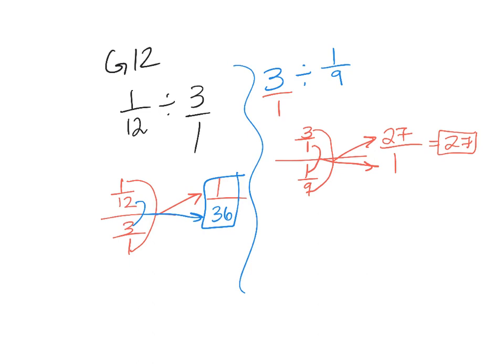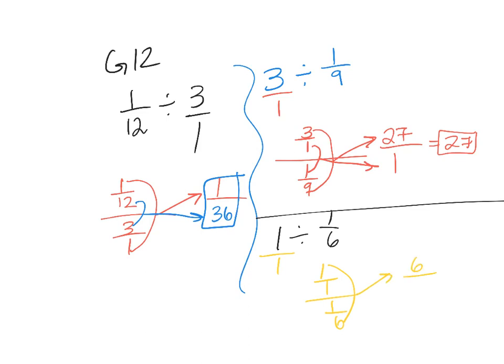I put it into IXL. Done. Now let's look at this one. This one's kind of tricky actually. 1 divided by 1/6. Well, 1 is a whole number. Put a 1 under it. Now I have 1 over 1 divided by 1/6. 1 times 6 is 6. 1 times 1 is 1. Hey, 1 goes into 6, 6 times. So I'm going to type it.